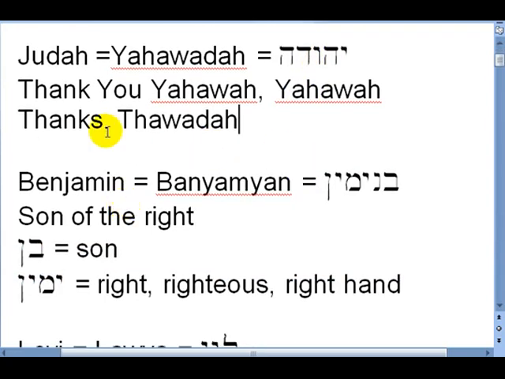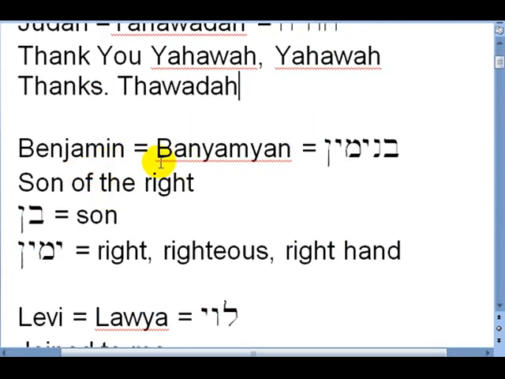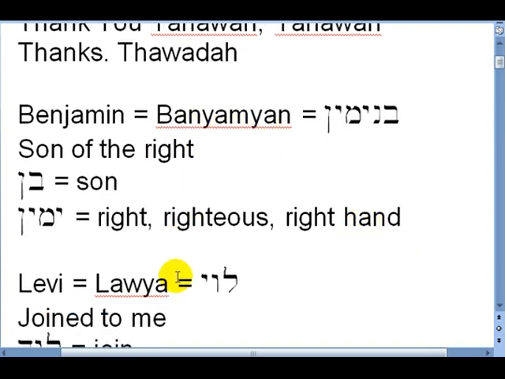Alright, the next tribe is Benjamin, which is the word Banyamyan, as you see here, Bun Yum Yun. Banyamyan means son of the right. Bun is son, and Yum Yun is right, righteous, or right hand. Because the right hand is a righteous hand, meaning that, like the scriptures say, a righteous man is on the right hand and a wicked man on the left hand, something to that effect in the book of Ecclesiastes. So that's what that means. Banyamya means son of the right.